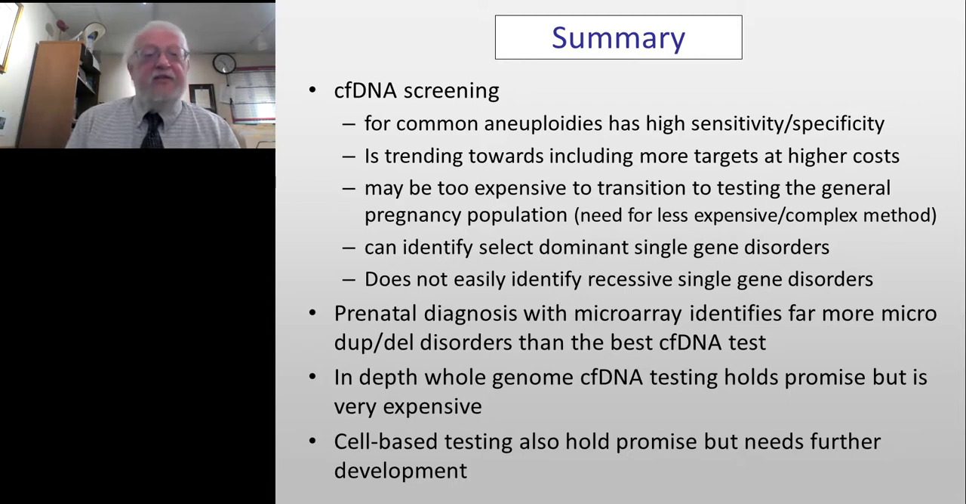Deletion. They find the duplication and deletion disorders. Cell-free really is only focused on the deletions, larger deletions right now. In-depth whole genome using cell-free DNA is possible, but it's very expensive, and same thing with cell-based testing. Again, it's promising. There's some interesting things that you can do with it, but it needs further development and questions about cost.